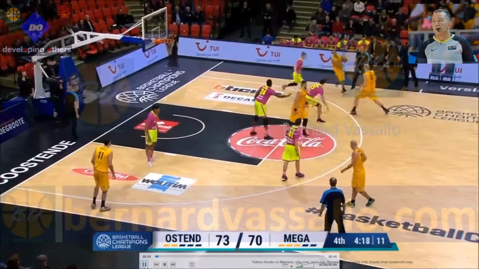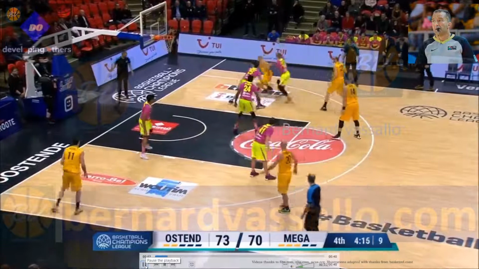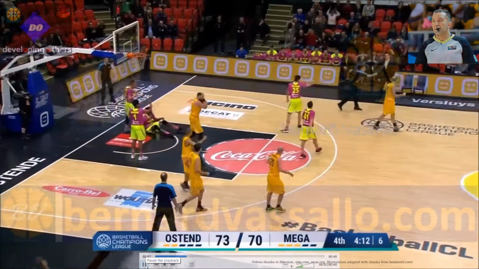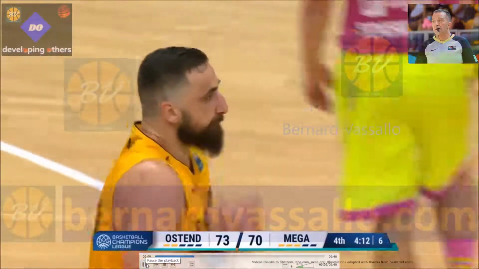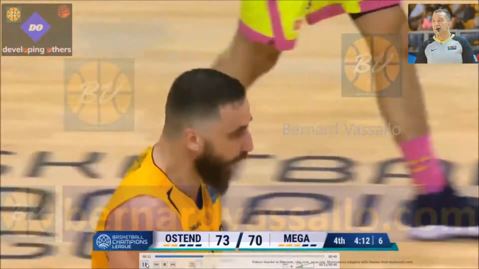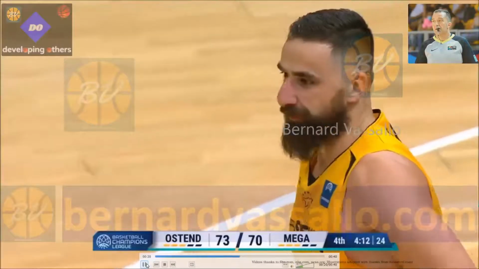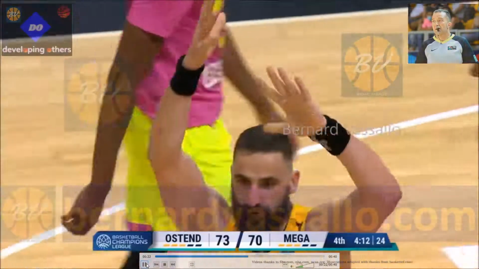Instead they trail by 3. Sumu will attack again, flips it, Katic. Yellow 14 scores but has his basket disallowed. He does not believe the call, but as we're going to see via the replay, Yellow 14 is clearly using his left arm to clear out the defender.